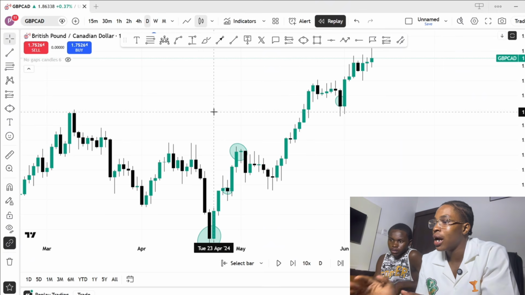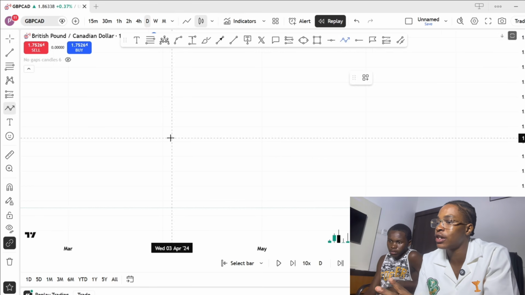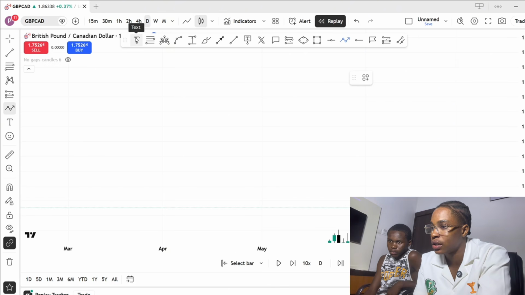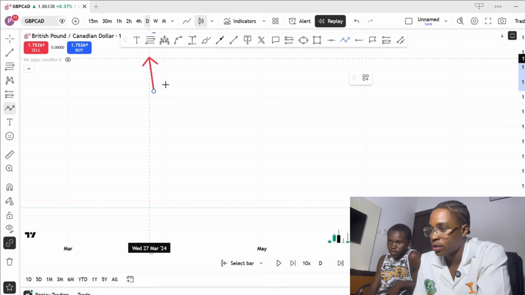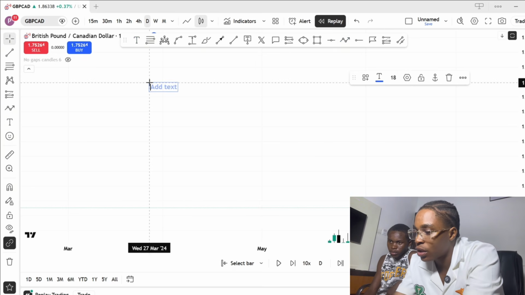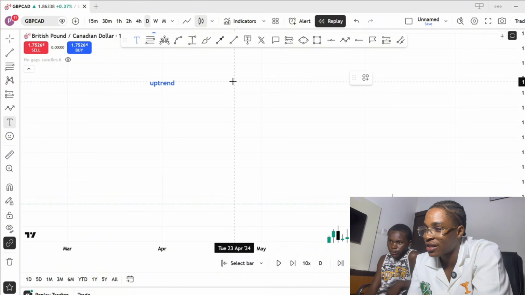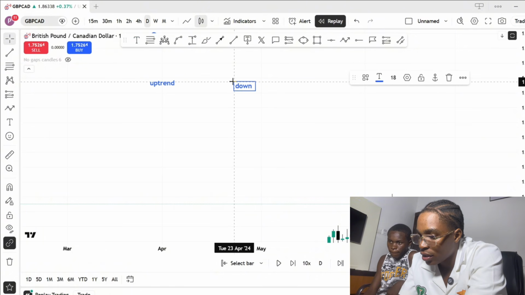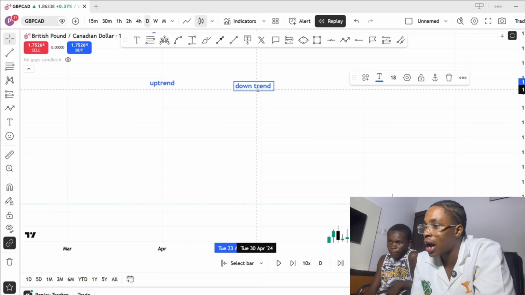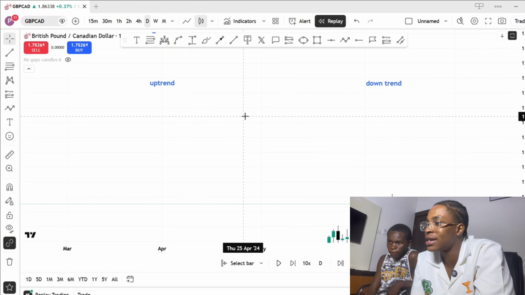Now I'm going to explain how the market actually moves, with candlesticks or line charts. The market moves in two ways, and there are two ways that you must focus on. The first one is called an uptrend. The second one is called a downtrend. The words uptrend and downtrend are self-explanatory. They tell you what they are doing.